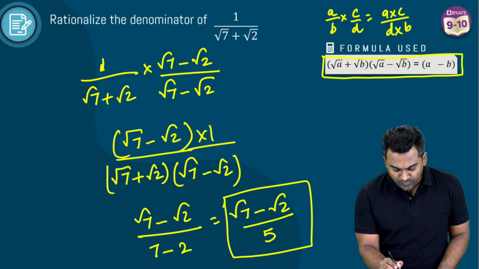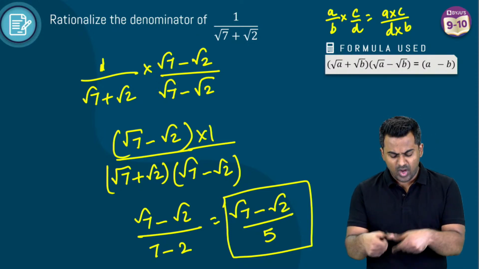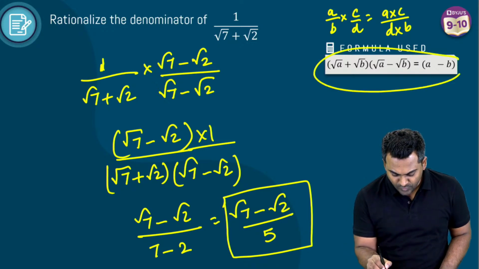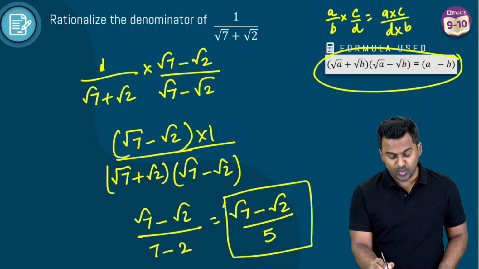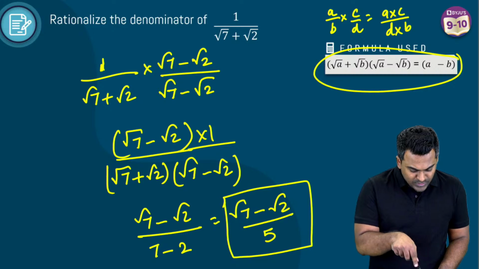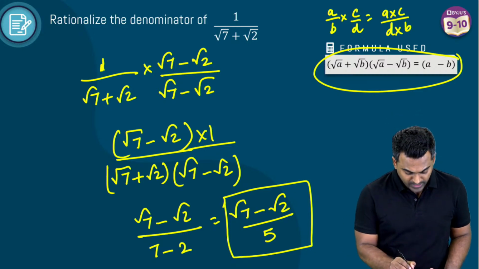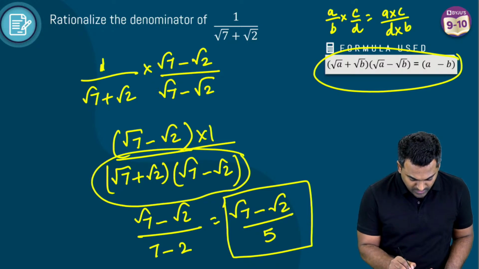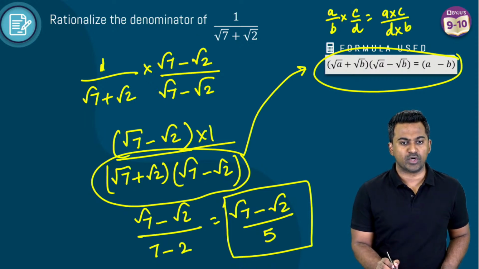Now this is in the form of a plus b multiplied with a minus b, which is a square minus b square. Or you can generalize it for this as well: root a plus root b multiplied with root a minus root b is going to be a minus b. This is the reason why this becomes root 7 minus 2, giving you 5. That's all. Try and connect this denominator to the formula that we are using. I hope this is understood now.